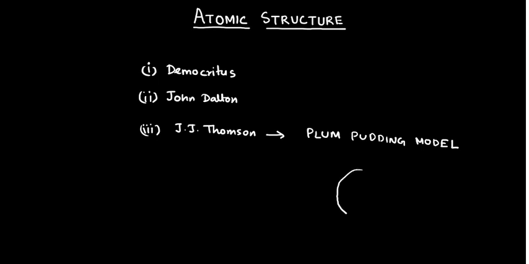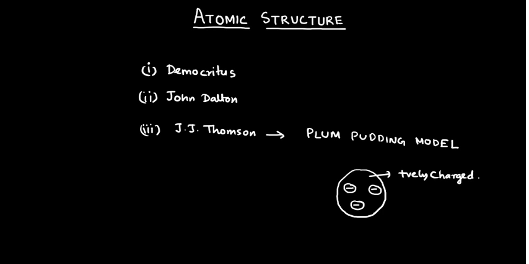He said that an atom has a positively charged disk or a sphere at the center, and above that positively charged sphere, electrons were embedded. It was very much like we decorate cakes with some toppings, or we decorate a pudding with a plum. So this was the plum pudding model, right? So this disk was positively charged.